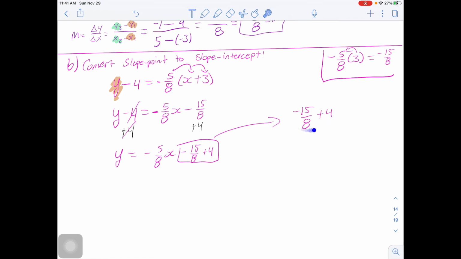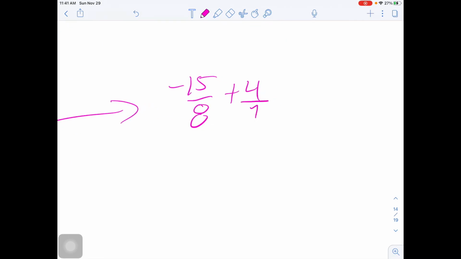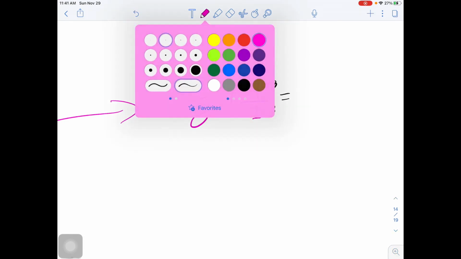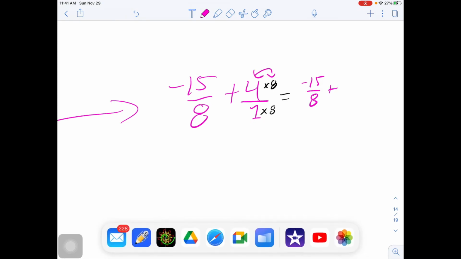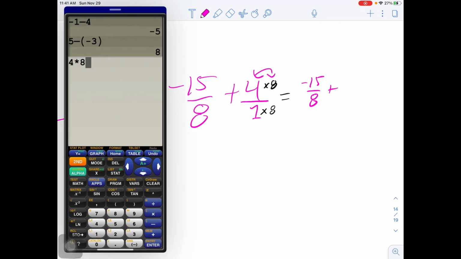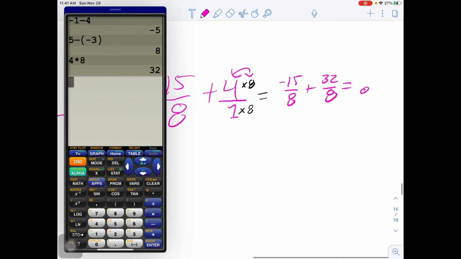In order to add fractions, you need to have common denominators. So remember, we can think of 4 as 4 over 1. And now to get common denominators, we're going to multiply by 8 on the top and the bottom. And we'll end up getting negative 15 over 8 plus 4 times 8. Let's check what that is. 4 times 8 is 32 over 8. And now that you have common denominators, you can simply add the tops. So negative 15 plus 32, that's 17 over 8.